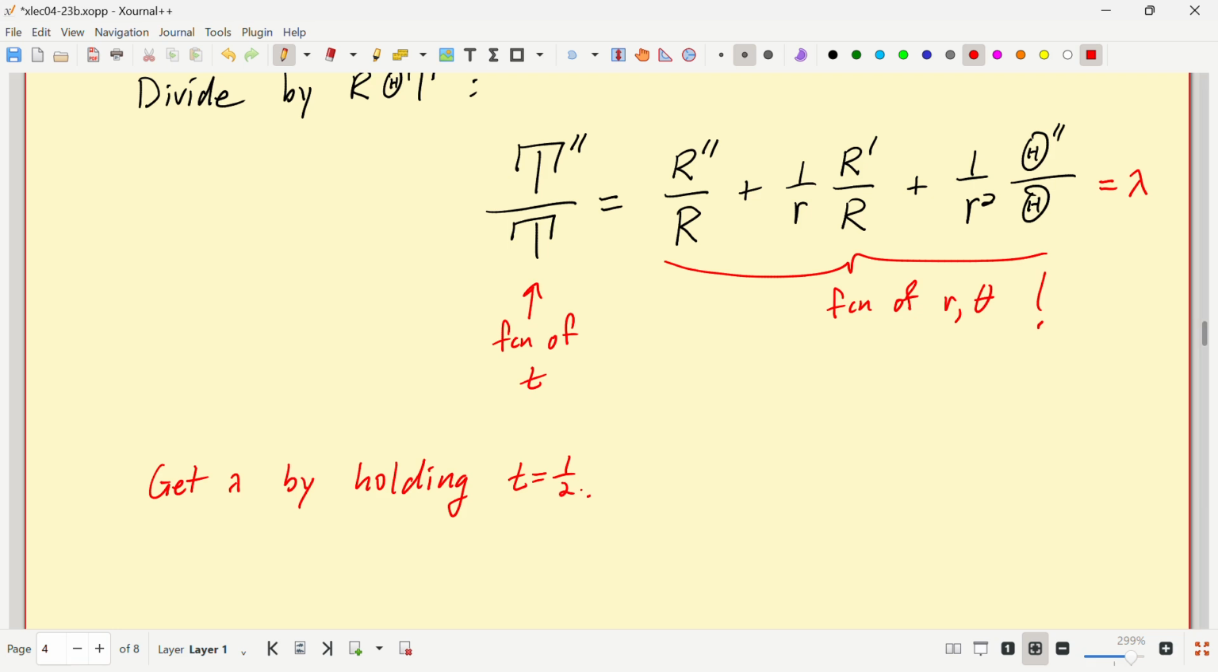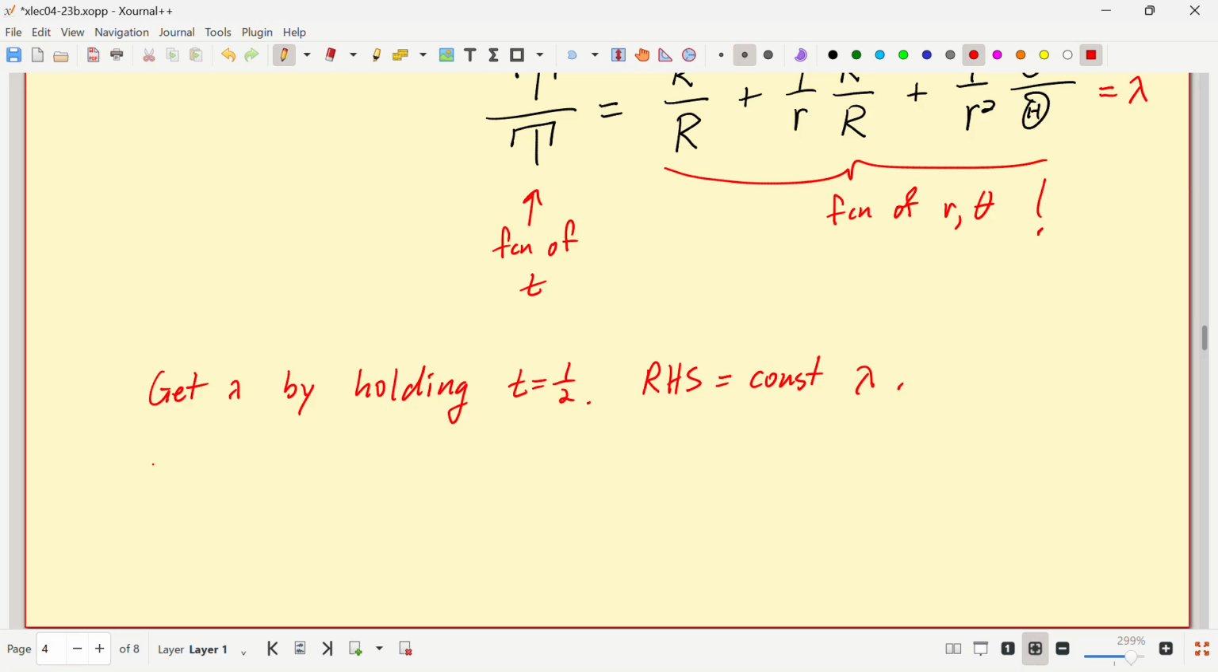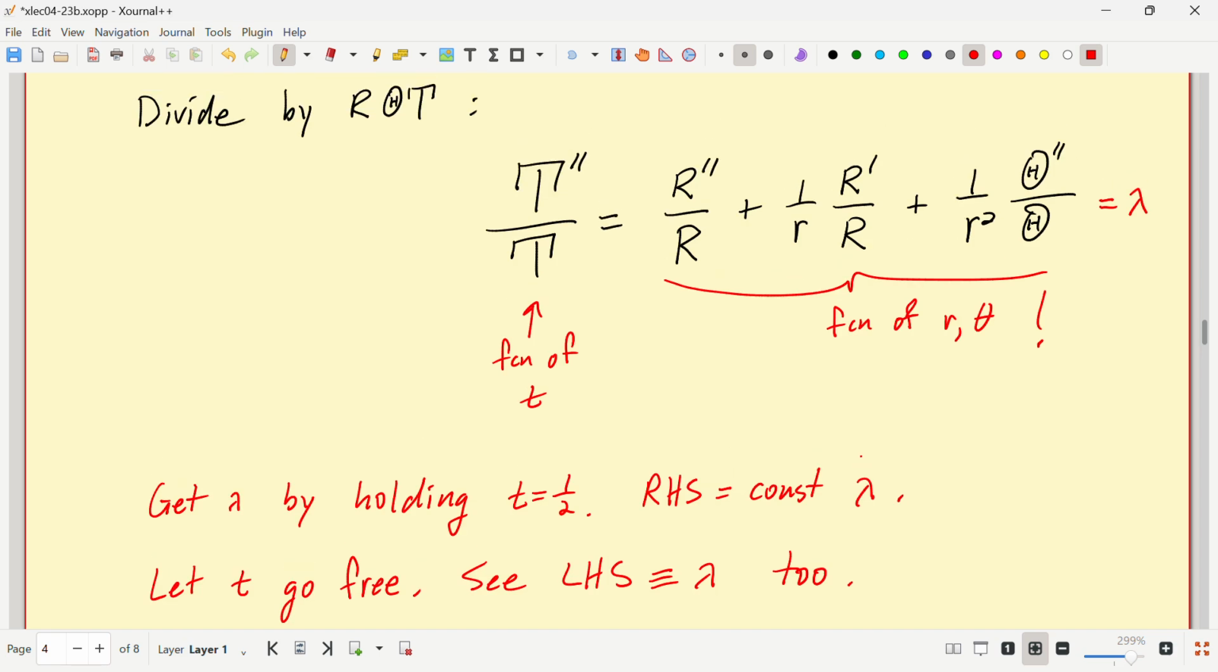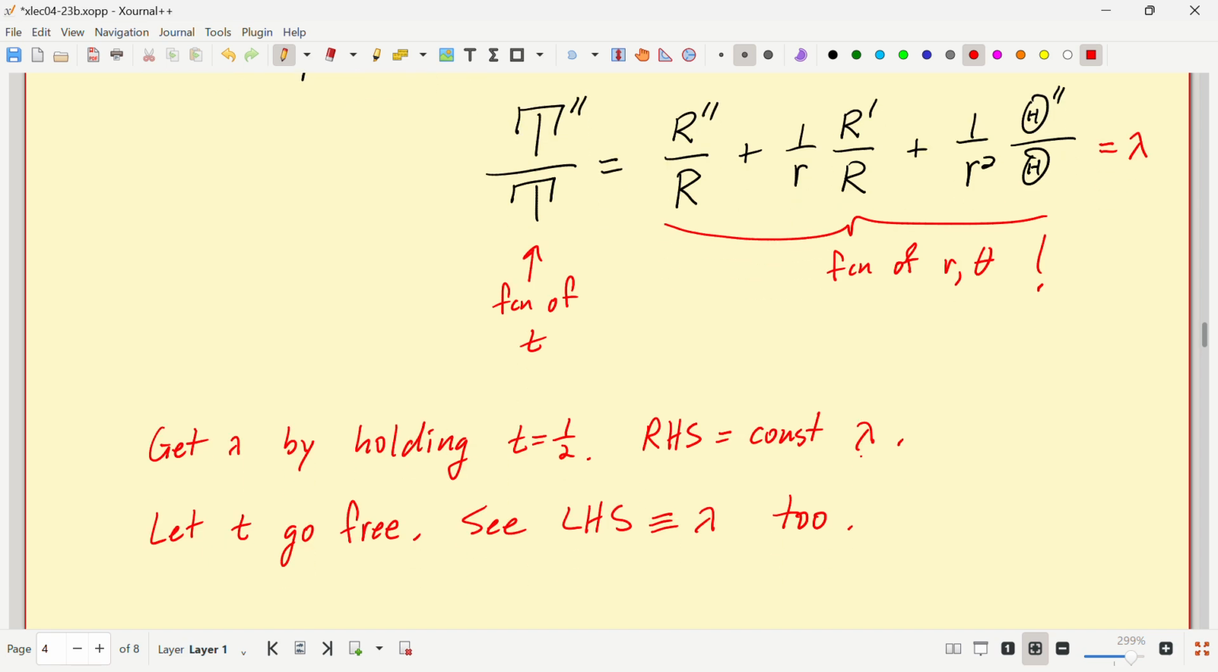Now that I know the right-hand side is constant, the left-hand side has to be constant too. So the right-hand side equals lambda. And now let t move again. So we let t go free. We see that the left-hand side is the same constant. So that's the reasoning.